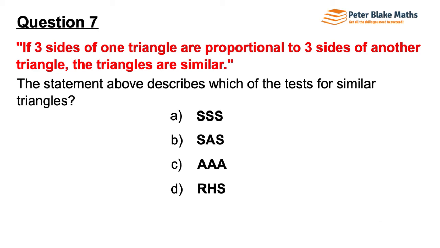So it's talking about three sides of one triangle proportional to three sides of another triangle. So it's only mentioning sides there. So it's actually the SSS test for similar triangles.